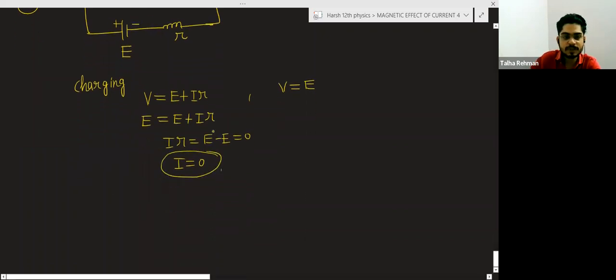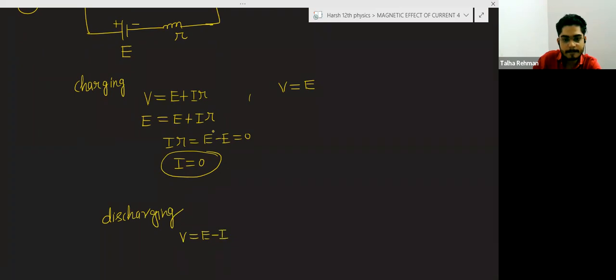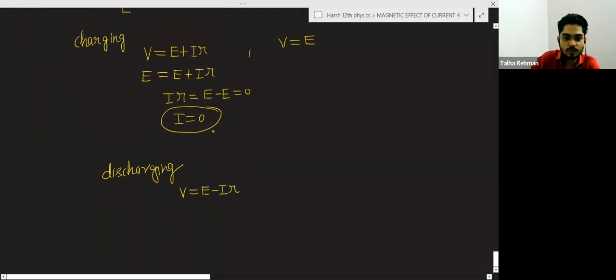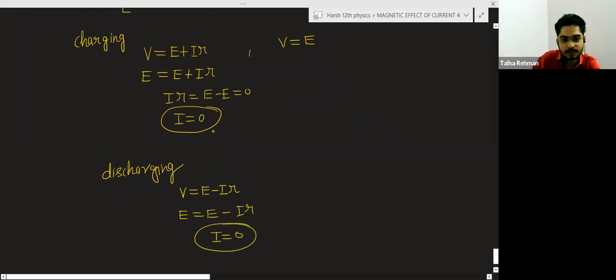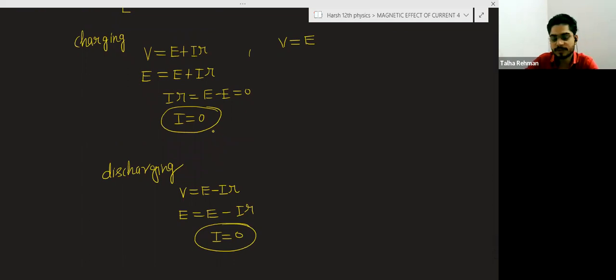Now suppose the cell is discharging. So for discharging, the equation of terminal voltage V is equal to E minus IR. So put this E, this is also E minus here, from here also you will get current equal to 0. So first option is it is charging. So we cannot say it is charging. It is discharging. We cannot say.